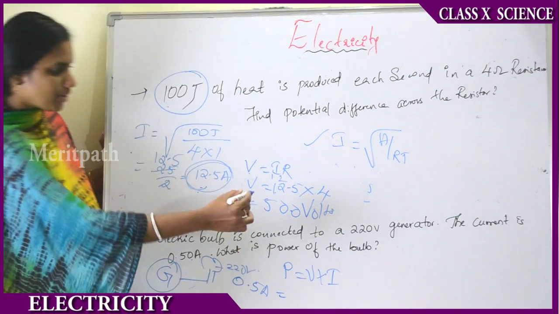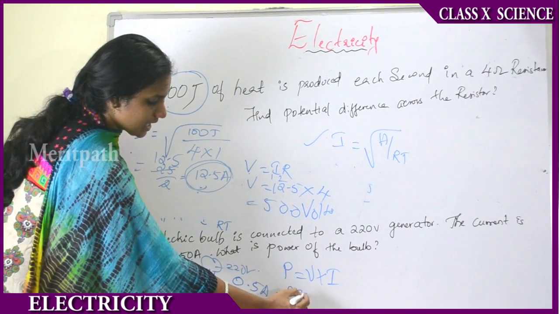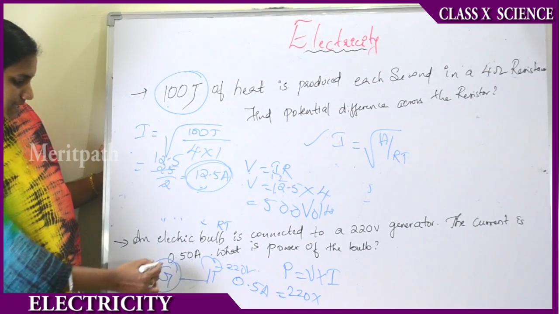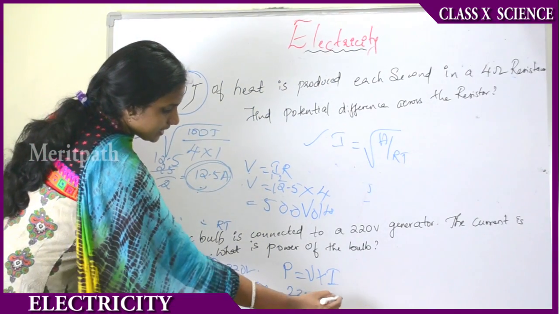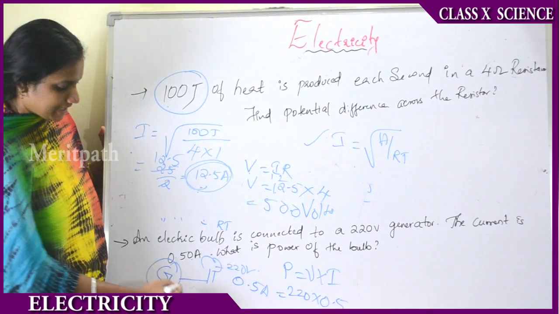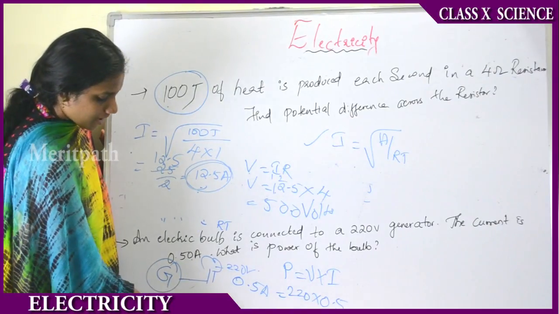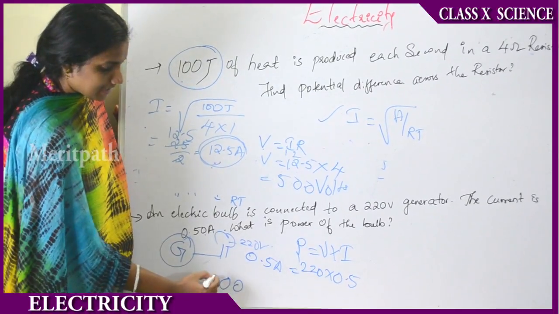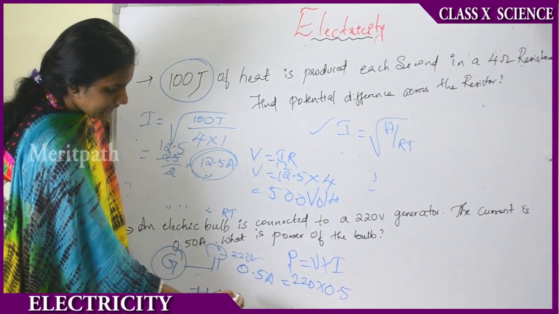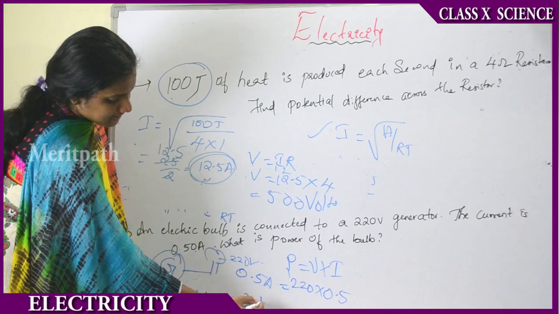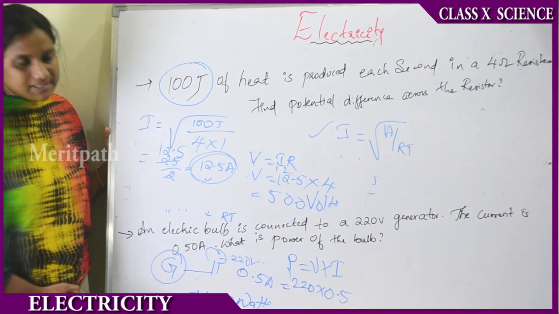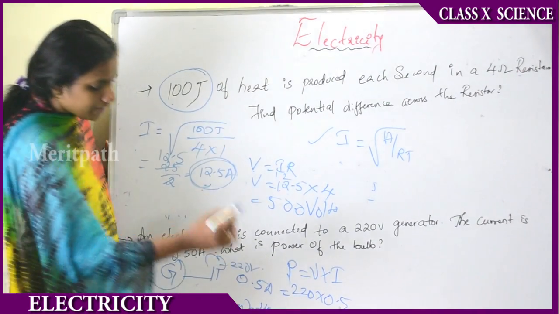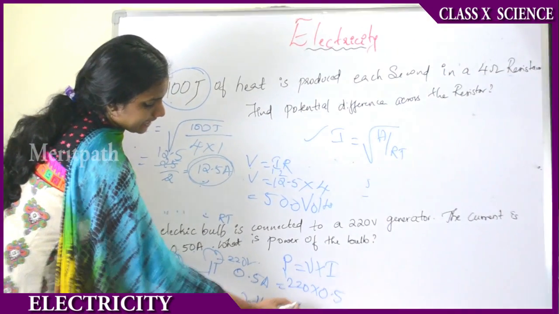Therefore, how much voltage is given? That is 220 volts. And the current is 0.5 amperes, right? And that is 220 into 0.5. It gives us 110 watts. That is the SI unit of power is watts. So we will be writing 110 watts or 110 joules per second.